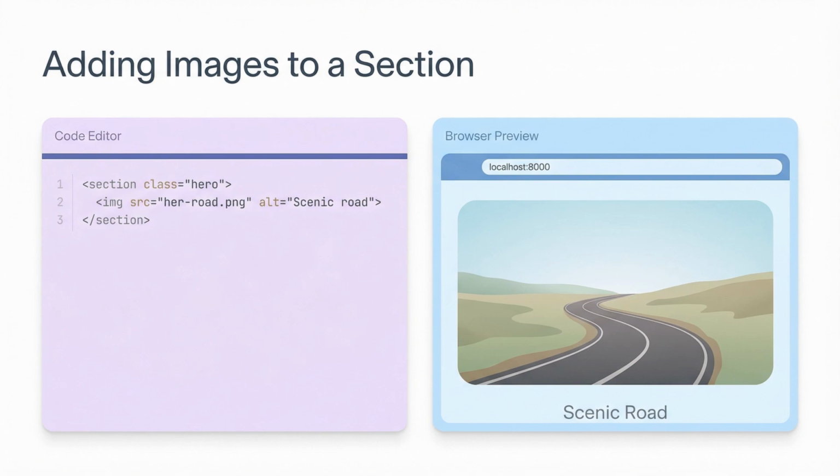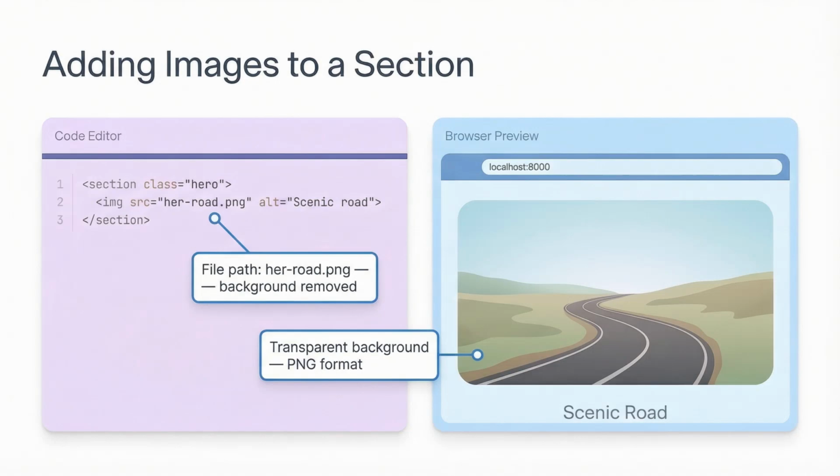In this case, the instructor is using a PNG file called herroad.png. One thing to note, the original image had a background, so the background needed to be removed first before it could be cleanly placed into the layout. Using PNG format is important here because PNGs support transparent backgrounds. Once the background is removed from the image, it sits cleanly over whatever background color or design is behind it in the layout. Different sections can use different images.